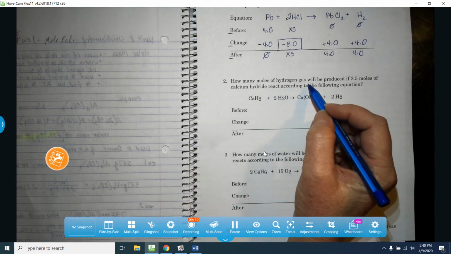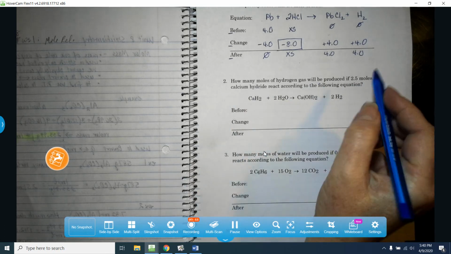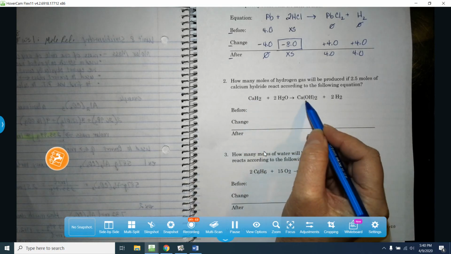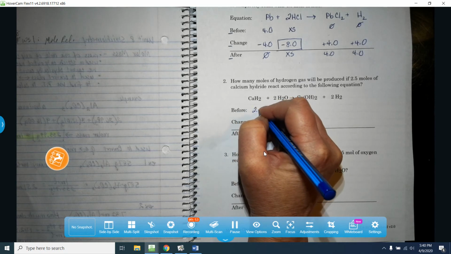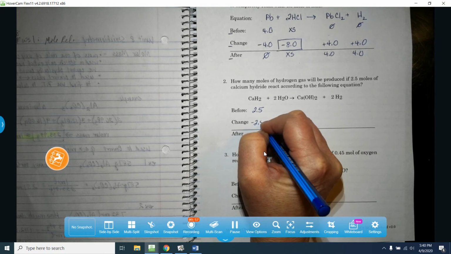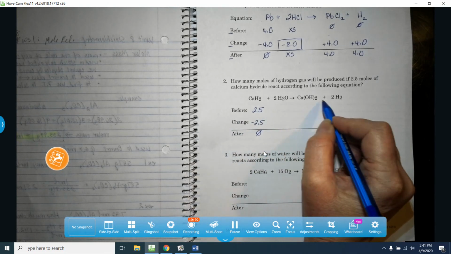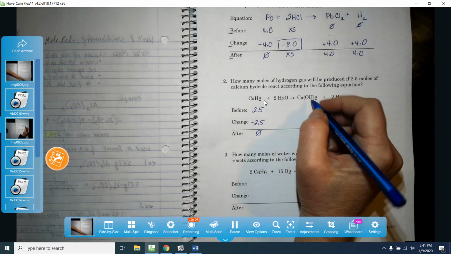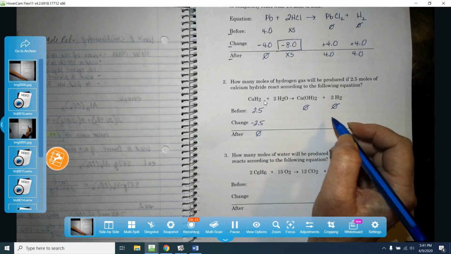How many moles of hydrogen gas will be produced if 2.5 moles of calcium hydride react? Okay, so that means this is our calcium hydride, that's calcium hydroxide, this is calcium hydride. So we started out with 2.5 moles, and that's all going to react. So we have a 0 there, and then these are my products. So before, this will be 0, this will be 0. We have nothing in the beginning.